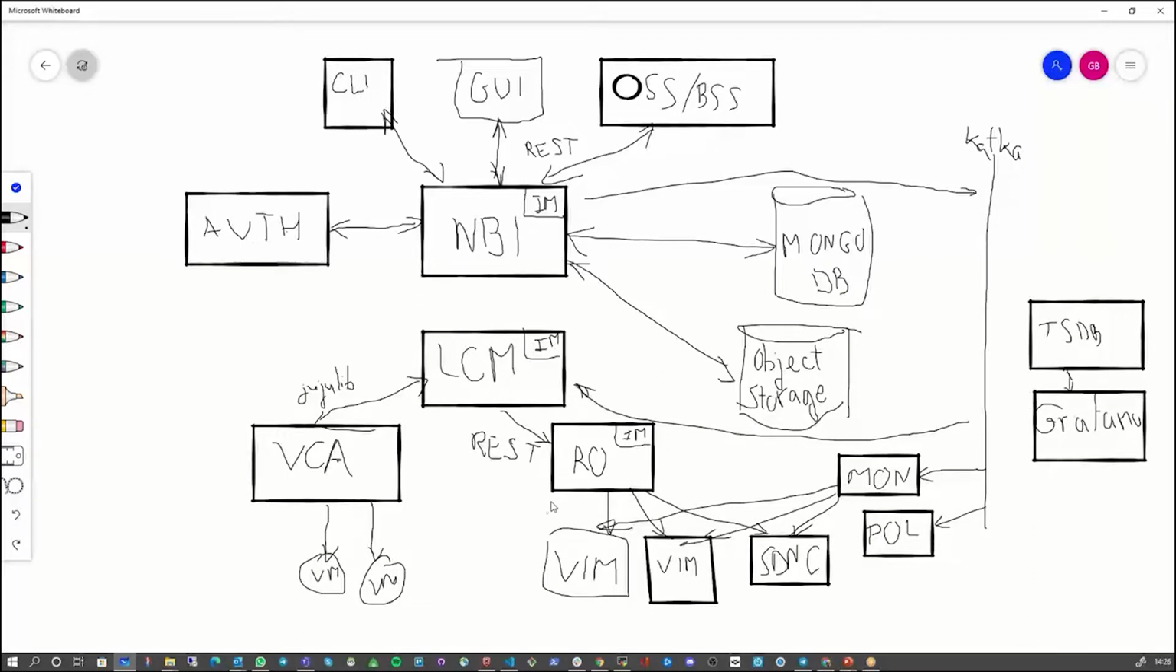Okay, I think that you get the idea. There are details, for instance, how LCM and VCA interact, but it's specifically through a library that is installed in the LCM, and it's a very important library.